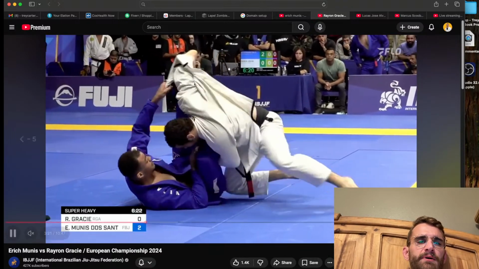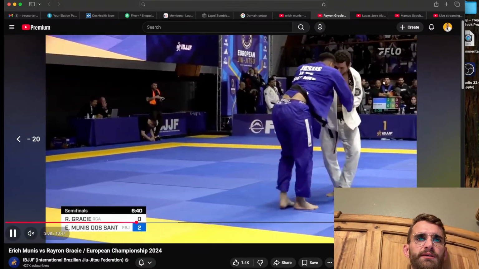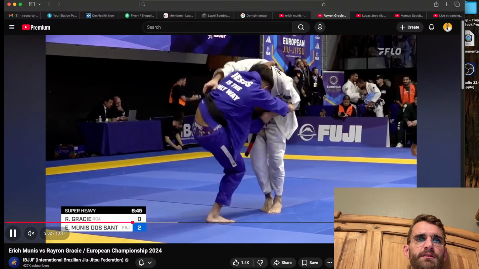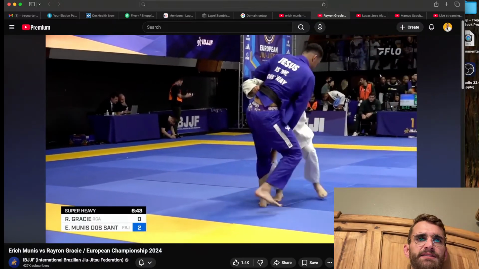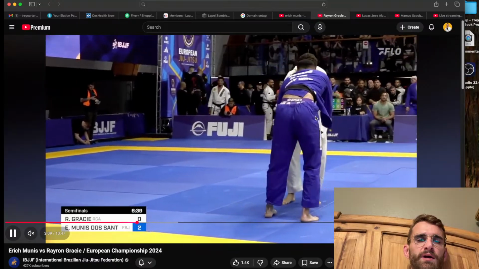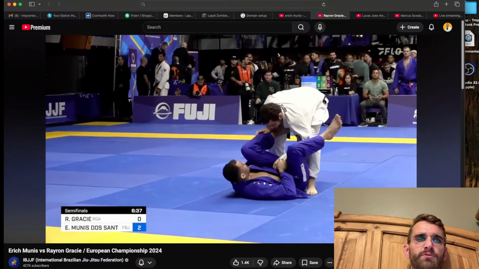So he's back to spider lapel. Actually, this is an interesting exchange that I totally overlooked. This is one thing Erich does a really good job of, defending the takedown. And then once his foot gets back to the ground, specifically when he breaks this grip, wait a second, and then immediately pull.